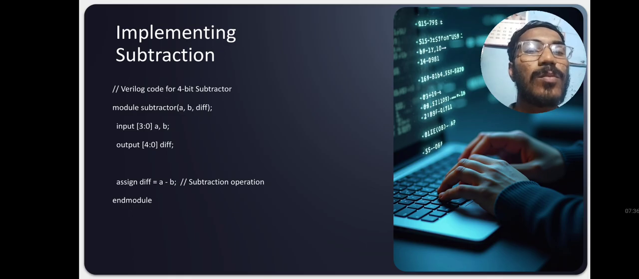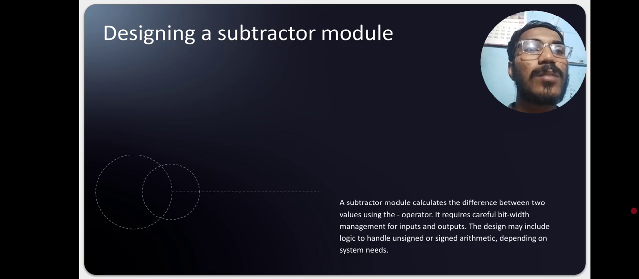Subtraction will show the output 3 minus 1 is equal to 1. The next topic was designing a subtractor module. How to design a subtractor module, we have to explain now. A subtractor module calculates the difference between two values using the minus operator. It requires careful width management for inputs and outputs. The design may include logic to handle unsigned or signed arithmetic depending on the system needs.